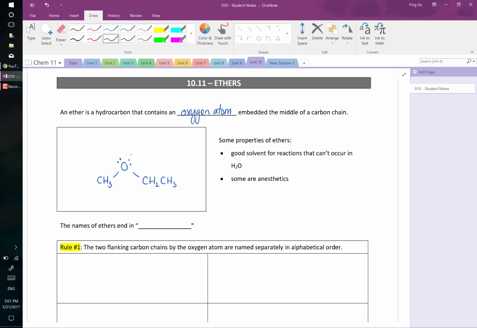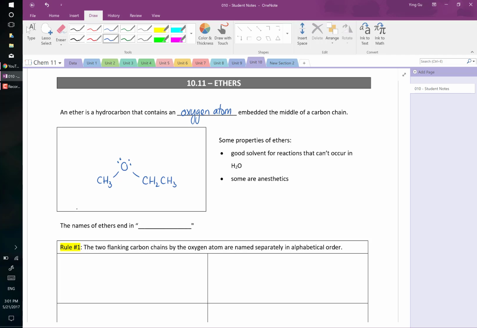Ethers have a lower boiling point in general than our other functional groups because of the lower polarity. However, if the two carbon chains on either side are huge, then the London forces increase, which can give it a rather higher boiling point. Ethers are good for organic synthesis as well, because anytime we have a polar function to a molecule, it can attract different parts of other molecules and hence facilitate a chemical reaction.